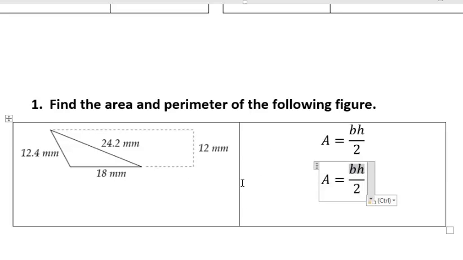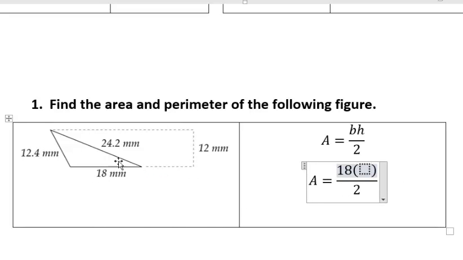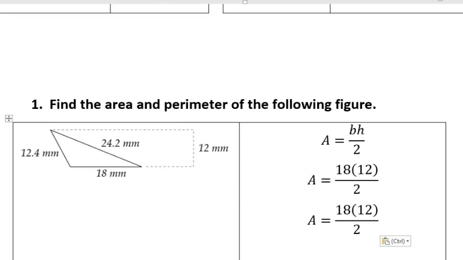Which number is the base? The base is, in this case, 18. And which number is the height? The height is not a side. In this case, the height will be this measurement of 12 millimeters. So I'm going to put 12 in there. I'm going to multiply 18 times 12 and divide by 2. That gives me an answer of 108. So I'm going to put as an answer 108 millimeters. And remember, we're talking about area, so this needs to be squared.